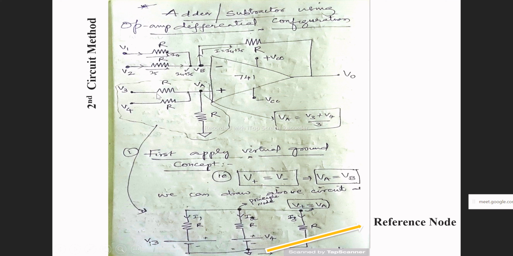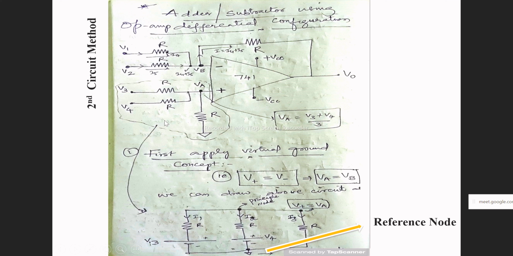In a similar way, here also you will have three currents, which I call I1, I2, and I3. The current flowing through the resistor connected to voltage source V3 is I1. The current flowing through the resistor connected to voltage source V4 is I2, and the current flowing from the node VA through the resistor is I3.